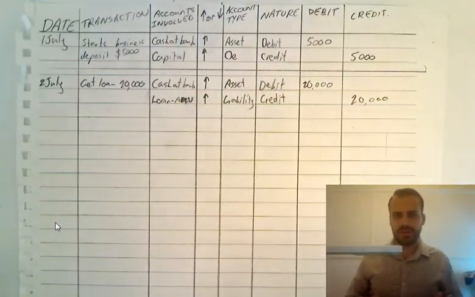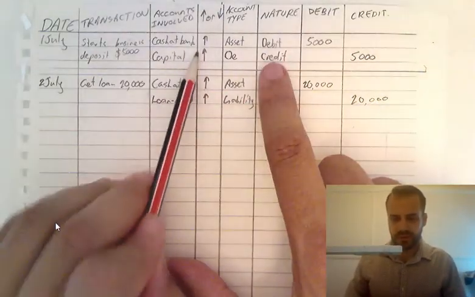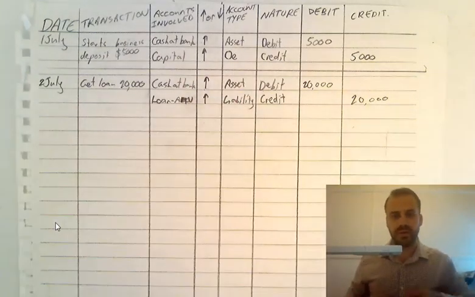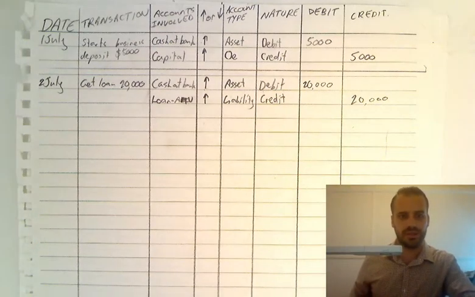Okay, so both instances so far, everything's going up. So you debit your debit accounts, you credit your credit accounts. Obviously, it's going to change a little bit in the next two, hopefully.